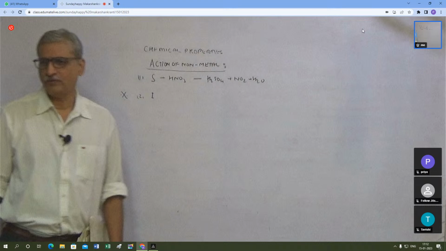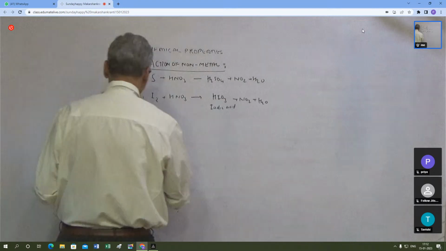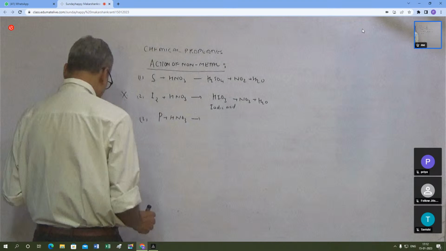And what does it form? It forms HIO3, iodic acid. It forms iodic acid, nitrogen dioxide. Third one, with phosphorus: concentrated nitric acid reacts with phosphorus to form phosphoric acid. So this was about non-metals.